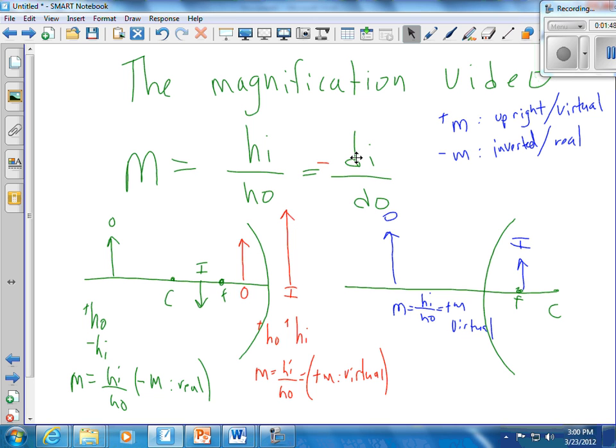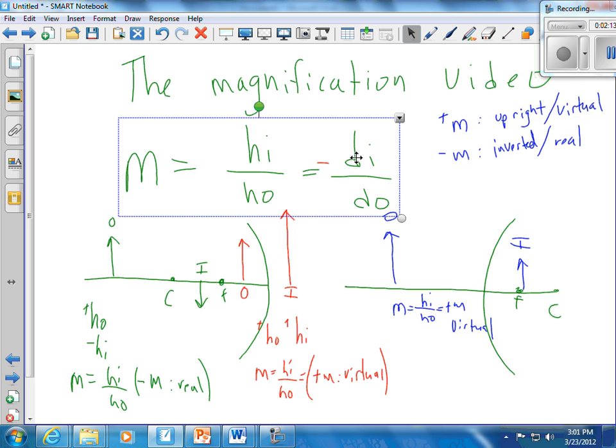So when your object and your image are both pointing the same direction, you make them both positive, your magnification will come out to be positive, because the only way your object and image can be pointing the same way relative to the principal axis is if you have a virtual image. But as we see in the first diagram in green, when you get a real, which is always inverted image, your magnification should come out to be negative.